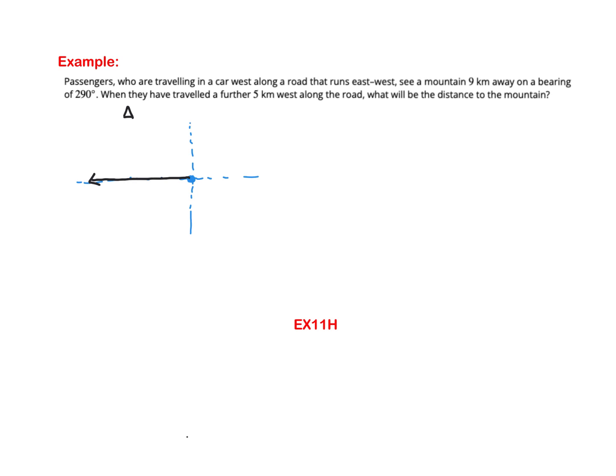So what you've got to remember when they say that, let's join them up. So here is the car, and that's the mountain out here. So if we join them up, we're drawing a line. So they're looking out at that mountain. So when they say that they can see it 9 kilometres away, so you know that's 9 kilometres, on a bearing of 290. That bearing of 290 means they went all the way around from the north line to the line that joins them together.